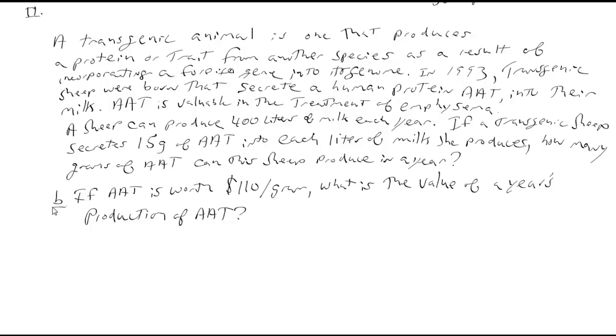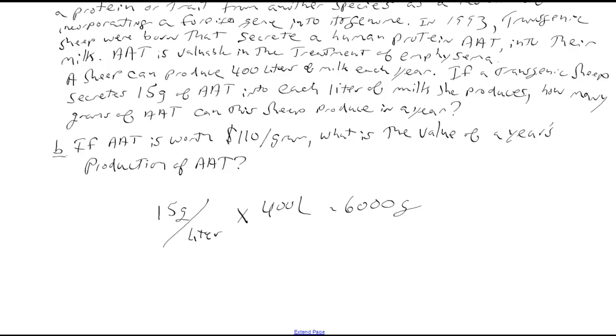Once again, we can look at this from two strategies. The first way is looking at if there are 15 grams per liter times 400 liters, that's how many she makes in a year. So that would be 400, the liters will cancel out, so it's 400 times 15 grams, or 6,000 grams.